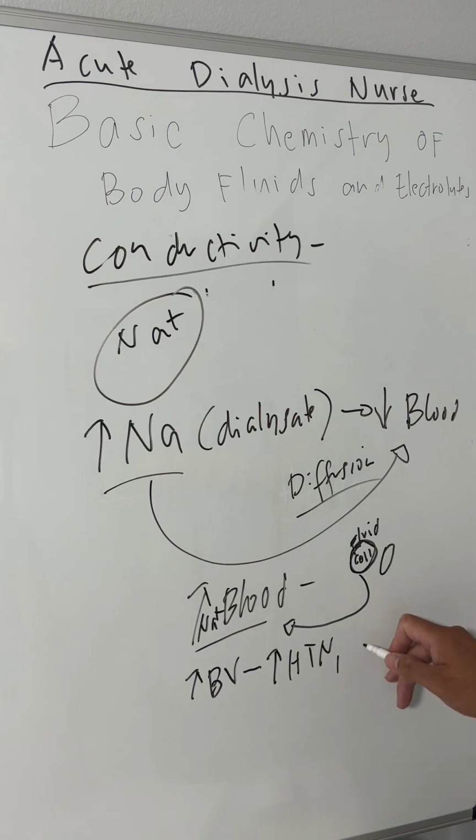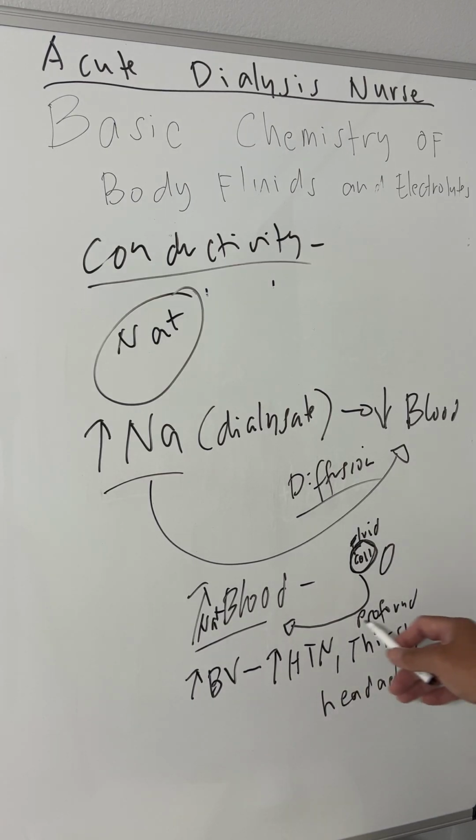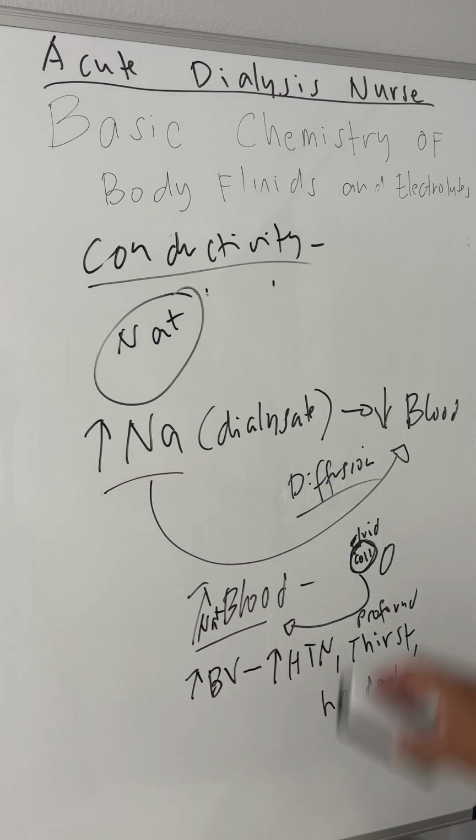So you have high salt, so definitely you'll be feeling thirsty. Profound thirst and headache because you have high blood pressure. So this goes together. Profound thirst, you drink a lot of water, again increasing blood volume, so it goes around. So that's what happens if you have high sodium in your dialysate.